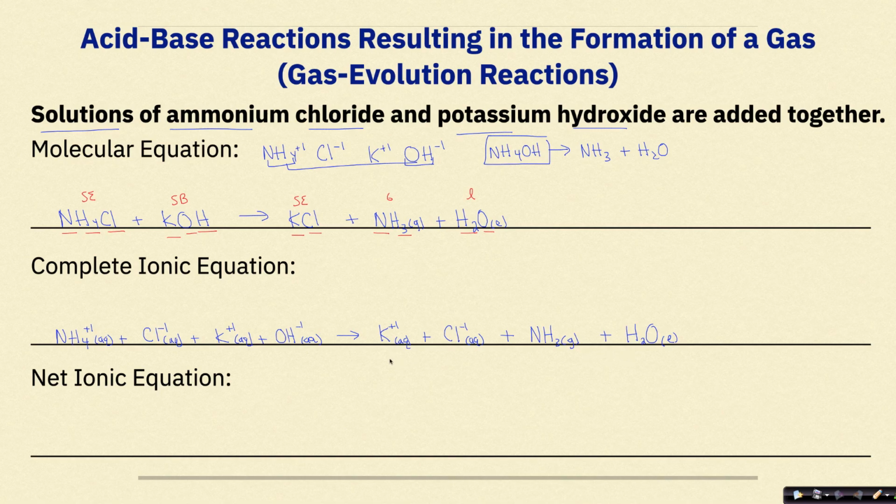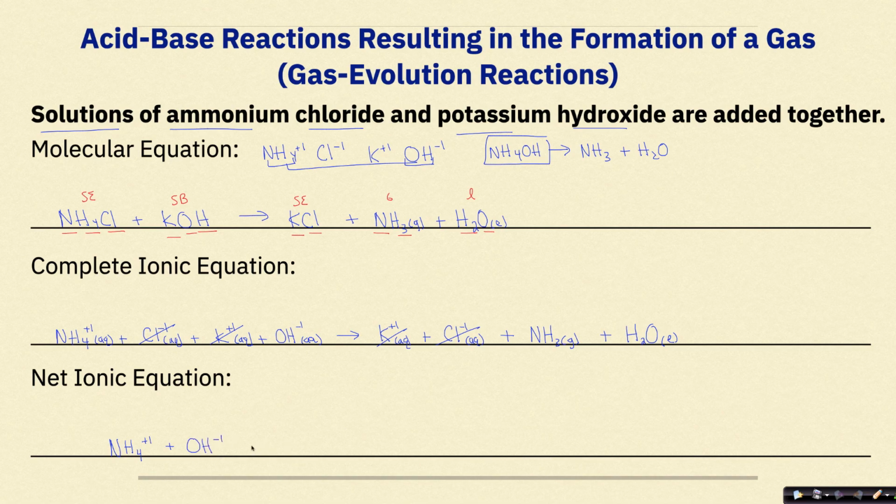Okay, let's go through and look at spectator ions. So Cl minus 1, that's a spectator. K plus 1, that's a spectator. But I don't believe anything else is going to be a spectator. So now we're just going to write our net ionic equation. That basically leaves out those spectator ions. So only the ions and molecules that are involved in the reaction will be involved in our net ionic equation.